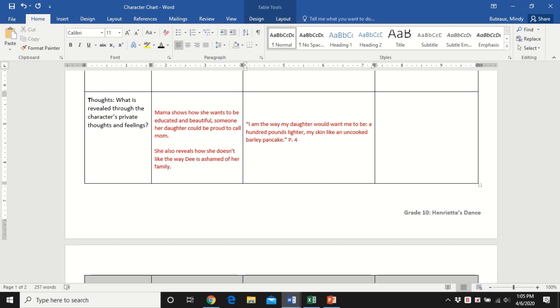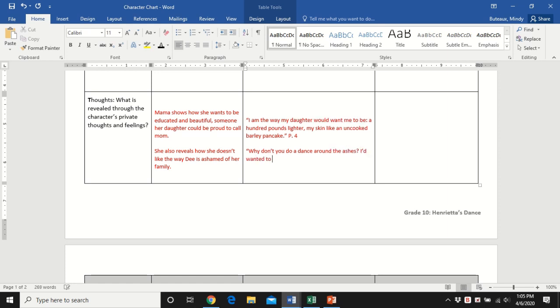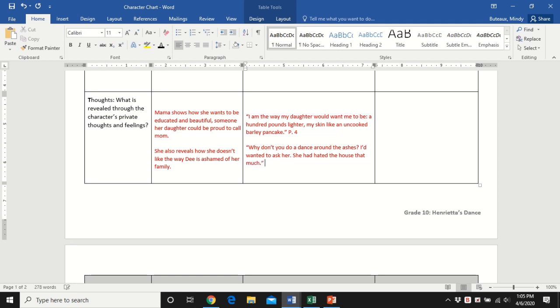And later on, if you look at paragraph 9, she's talking about the fire and how it burnt the house down. And she kind of shows some anger or resentment towards Dee because Dee didn't seem to really care. She says, "Why don't you do a dance around the ashes? I'd wanted to ask her. She had hated the house that much." And that's in paragraph 9. So although there was this desire to want to be something that Dee could be proud of, there was also a resentment that Dee wasn't proud of where they came from and their house, which symbolizes where you come from, right?